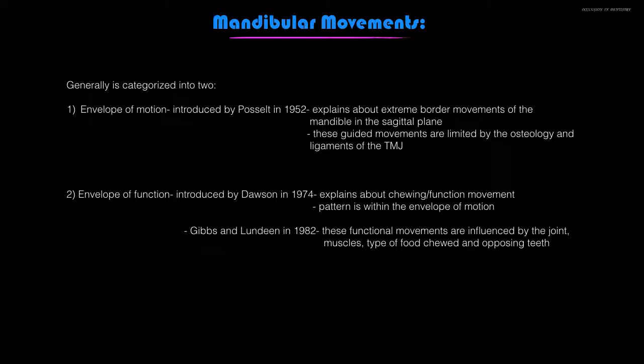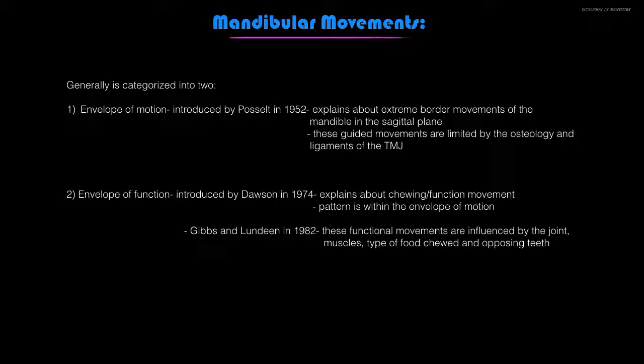Generally, mandibular movement is categorized into two. The first one is the envelope of motion. This was introduced by Posselt in 1952. This envelope of motion explains extreme border movements of the mandible in the sagittal plane. These guided movements are limited by the osteology and ligaments of the TMJ.